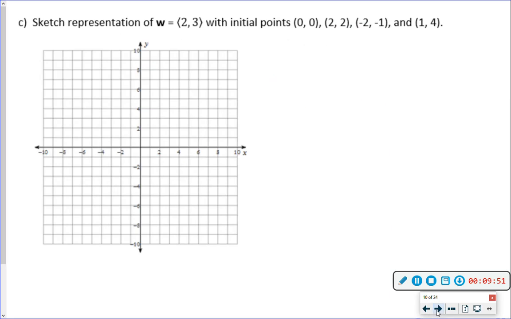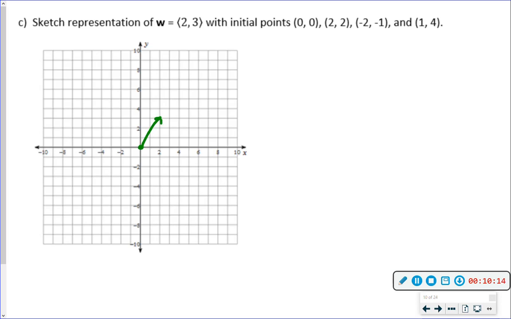So, sketch the representation of the vector 2, 3 with those points. Okay, power up the smartboard. I'm going to do it in different colors. I'm going to start at 0, 0 for the green. Now, there's my initial point. They want you to apply the vector 2, 3. So 2 right, 3 up. There is my first vector.